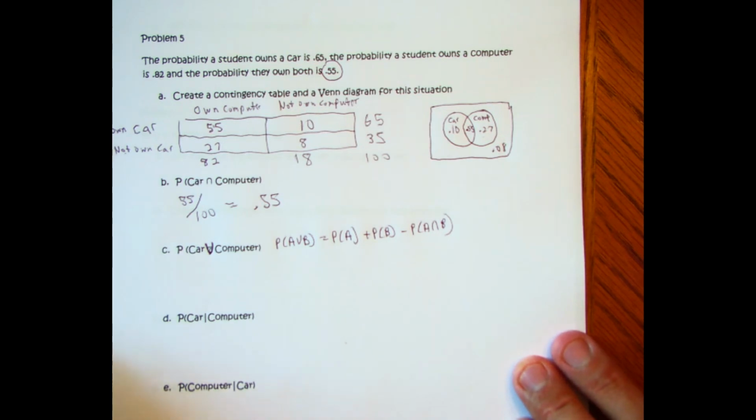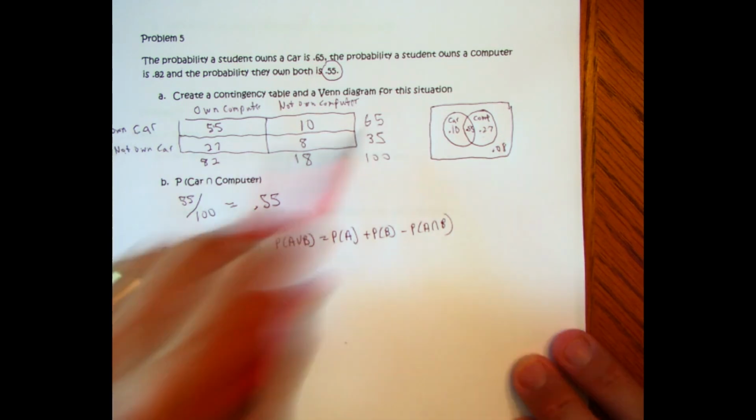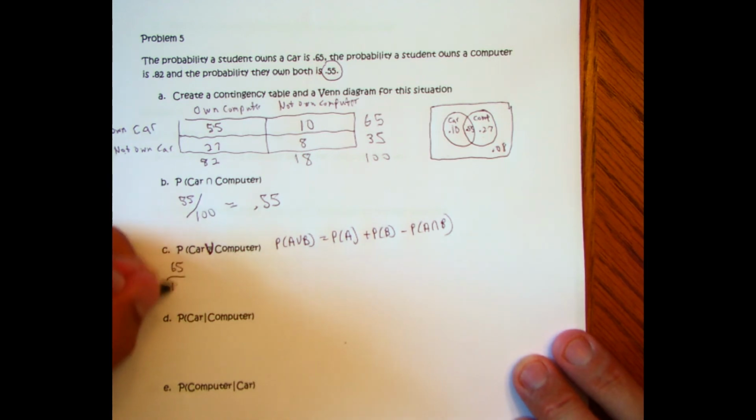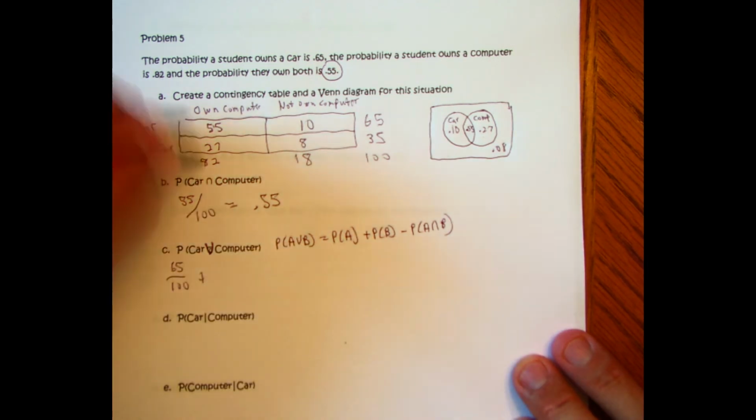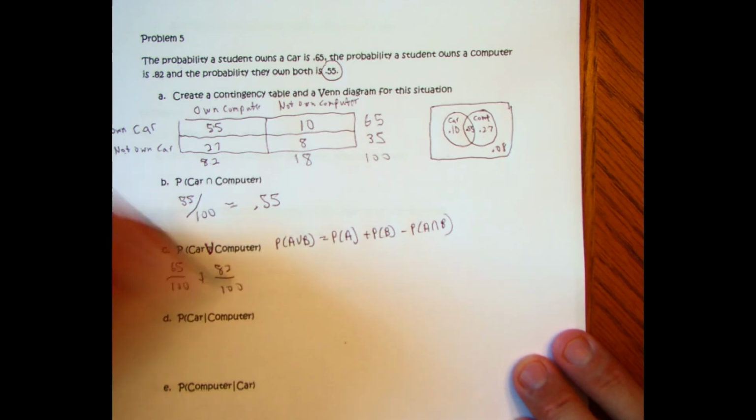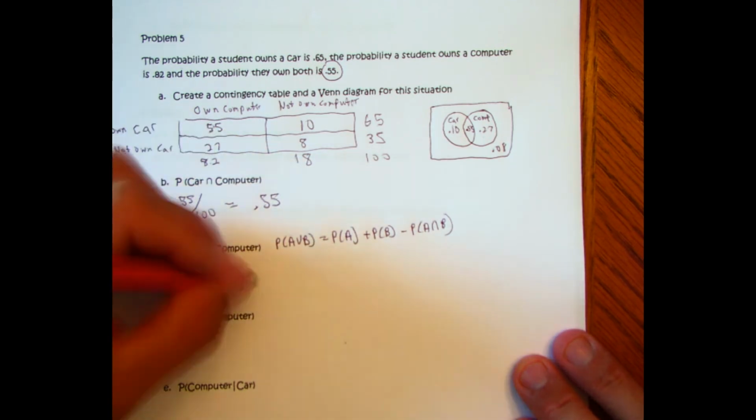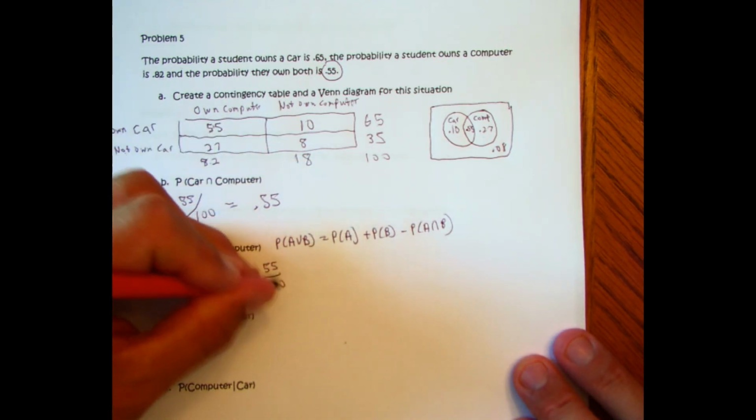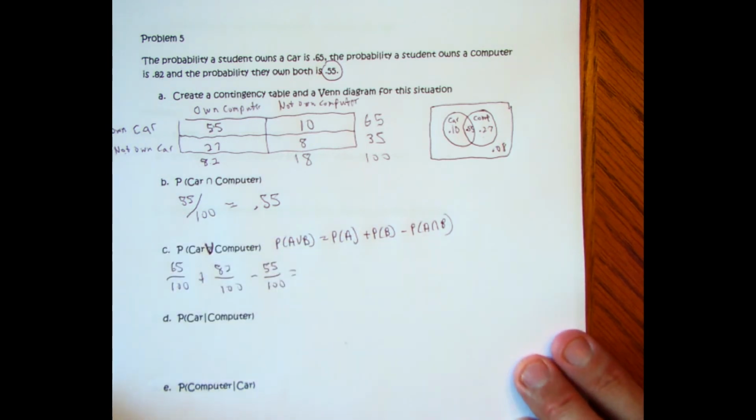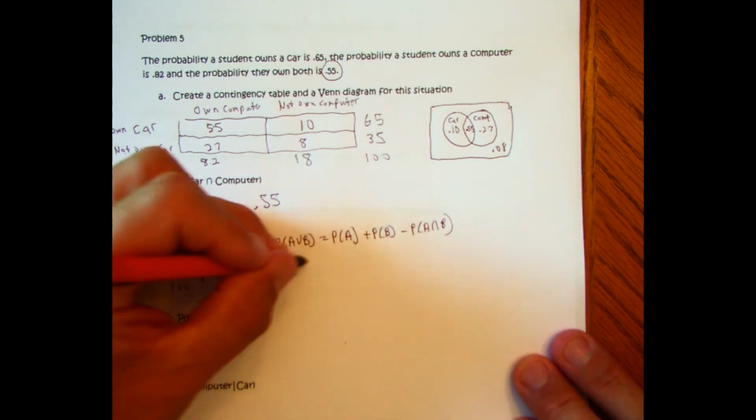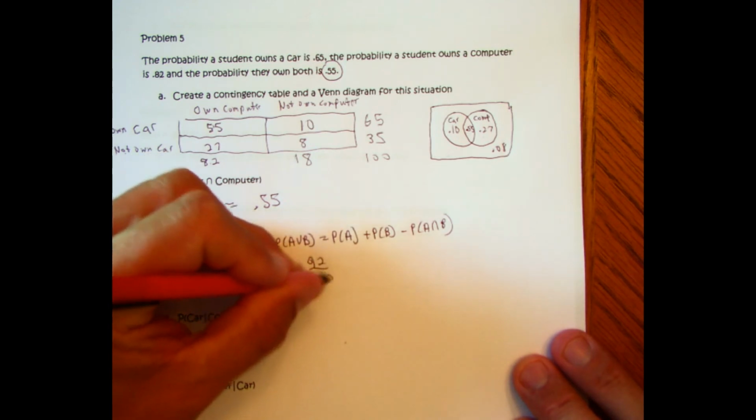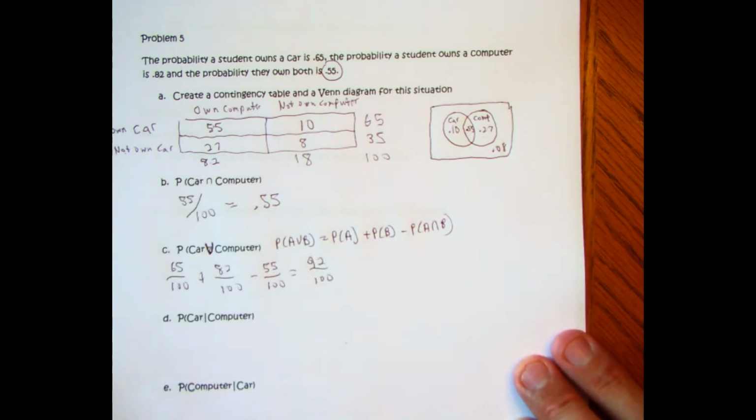Right? So A or B is the probability of A. So the probability of owning a car is 65 out of 100. Probability of owning a computer, 82 out of 100. But you could see in this 65 and that 82, I counted 55 twice. So I've got to subtract that out. So that becomes 92 out of 100, which is 92%. If I did it using the Venn diagram, the easiest way is just to add up these three, and then you would get 0.92.